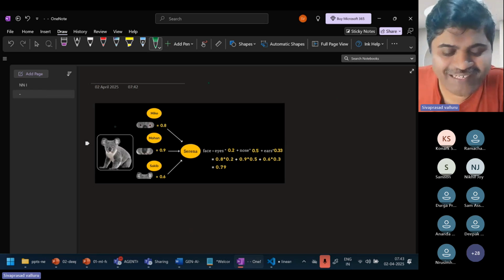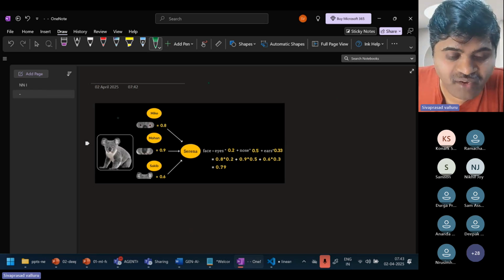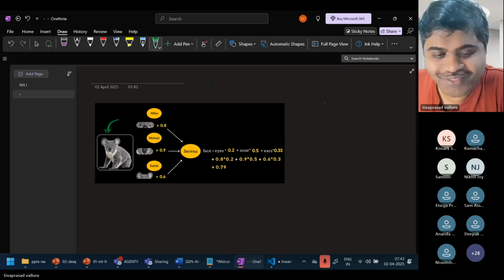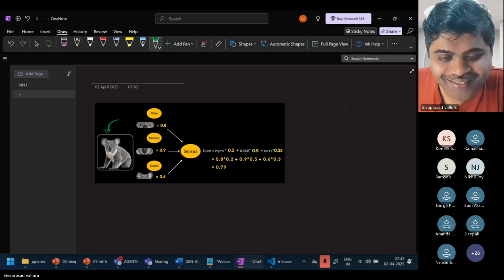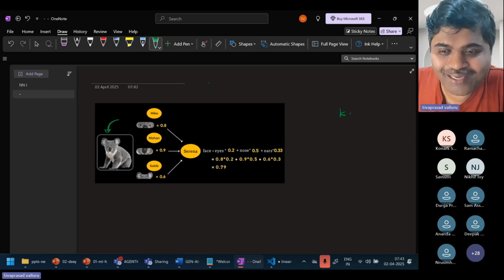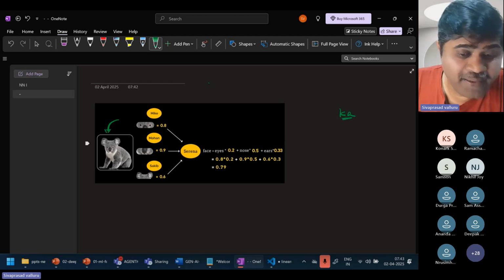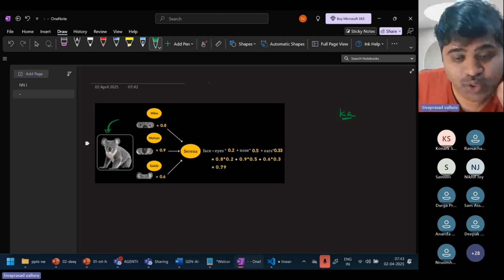See, let's assume that I'm given an image and I want to predict what this image is. Actually, if you know, what is this animal? A koala. Correct, it's a koala. So if I give the image, I want to predict whether this is a koala or not.